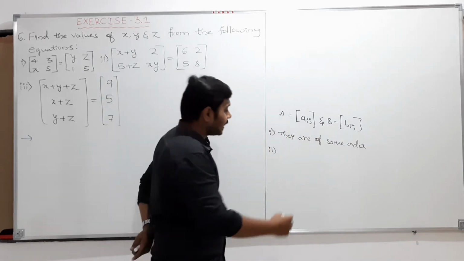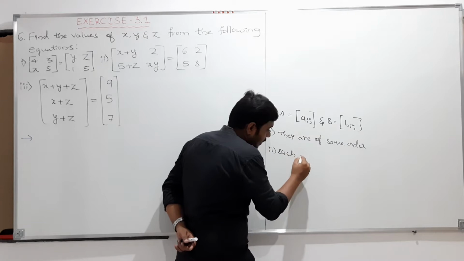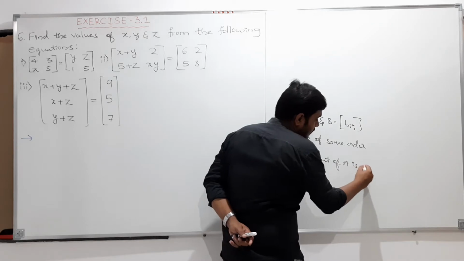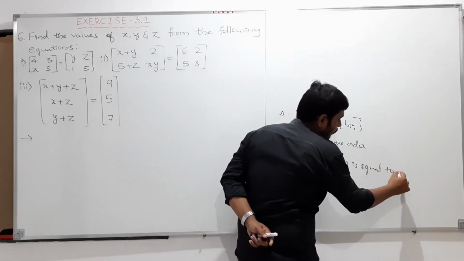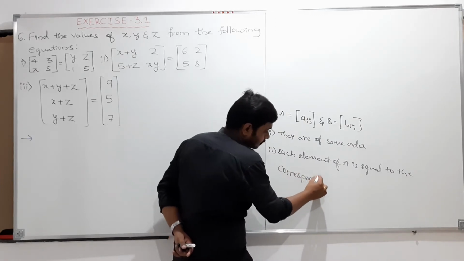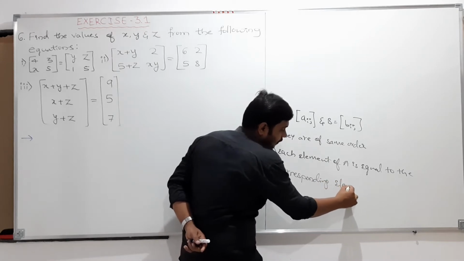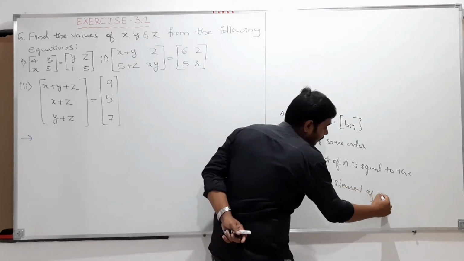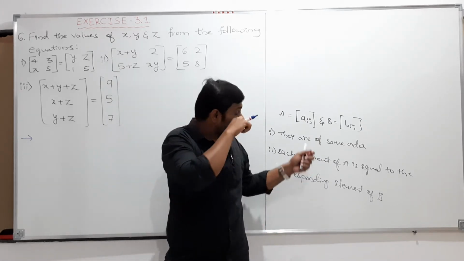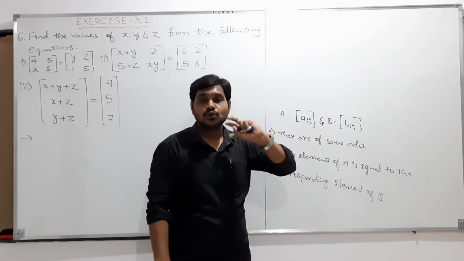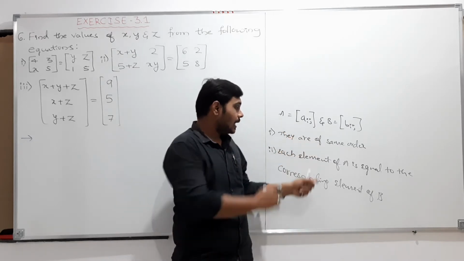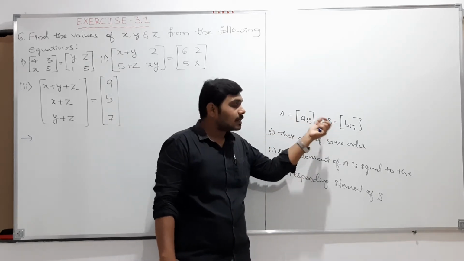And next, what is the second condition? The second condition is each element of A is equal to the corresponding element of B. So, dear students, we discussed these two conditions in the earlier classes. A and B are the two matrices, and they are said to be equal if they are of the same order. So this matrix order and this matrix order must be the same.